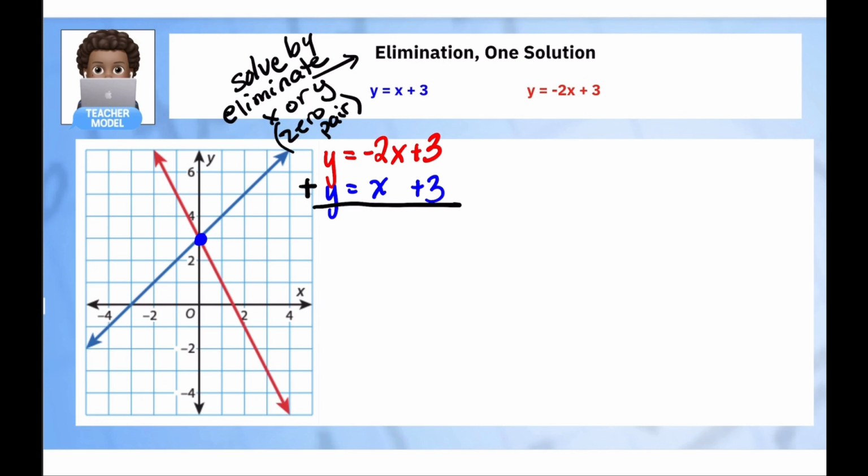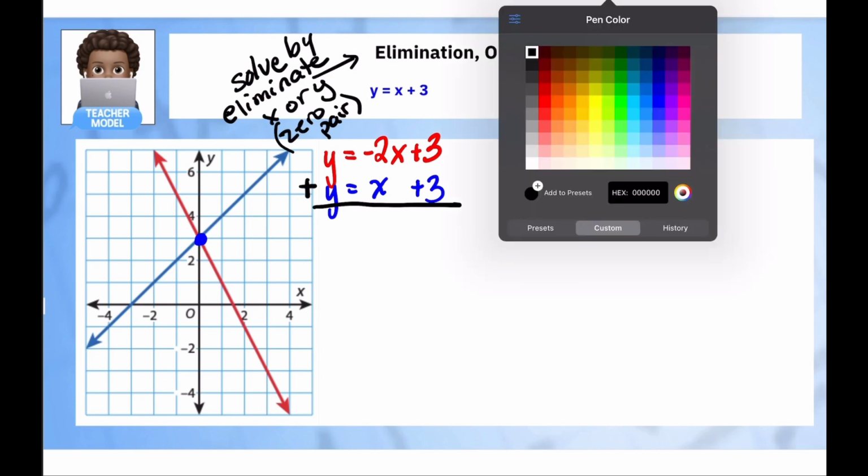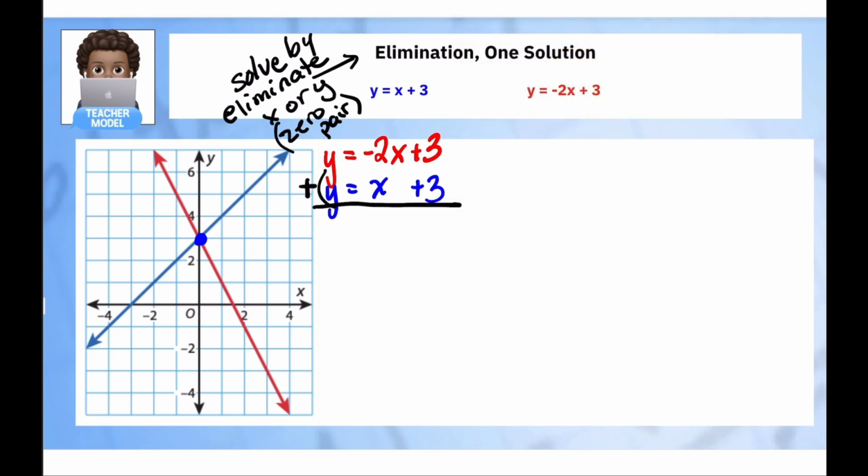So looking at these two numbers, is there any way that I can create a zero pair the way they are? No. So I'm going to use multiplication to create a new equation that is still equivalent that will have a zero pair. So looking right here and right here, what if there was a 2 in front of this x? If there was a positive 2, I could eliminate these. So that's one option. So I'm going to do just that. I'm going to multiply this entire equation by 2.